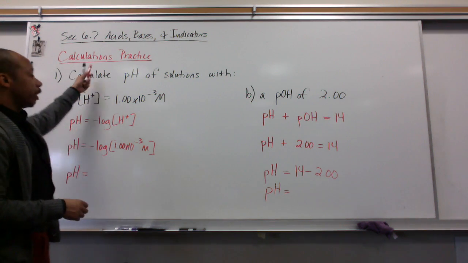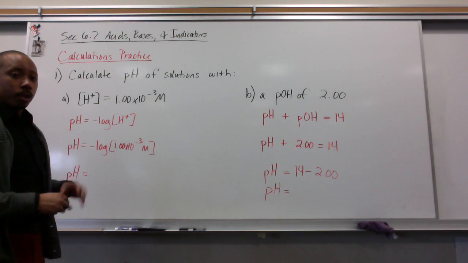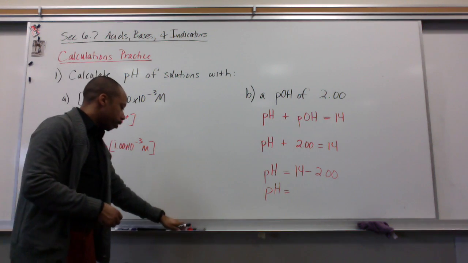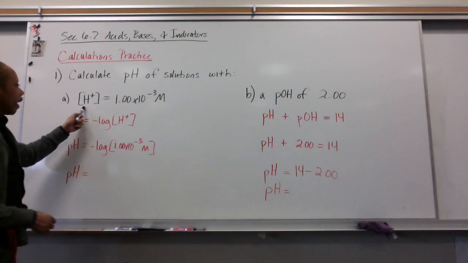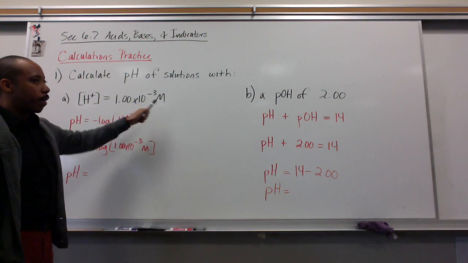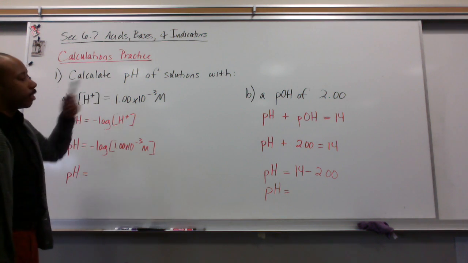Today we're going to do some calculations practice on using some of the equations that we looked at in the last video. So for our first question, it says calculate the pH of solutions with, and for letter A, hydrogen ion concentration equal to 1 times 10 to the negative third molar. So this is our concentration, and with this concentration I want to know what is the pH.